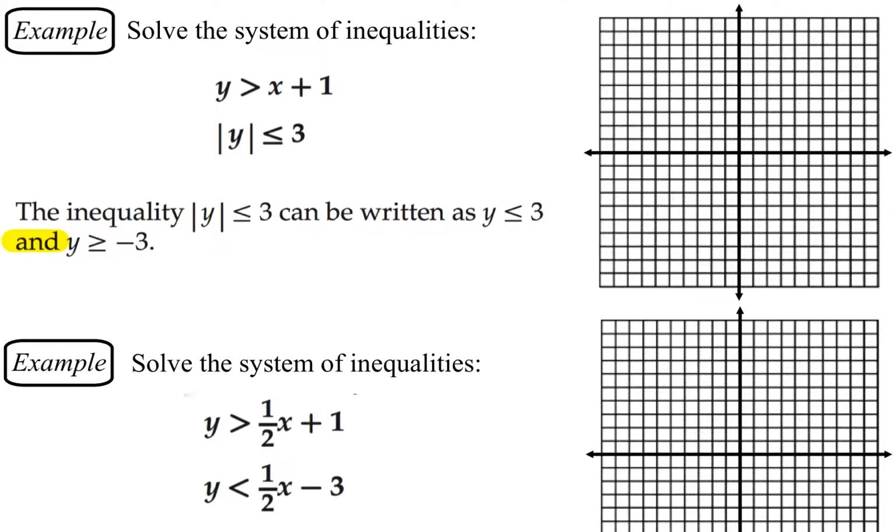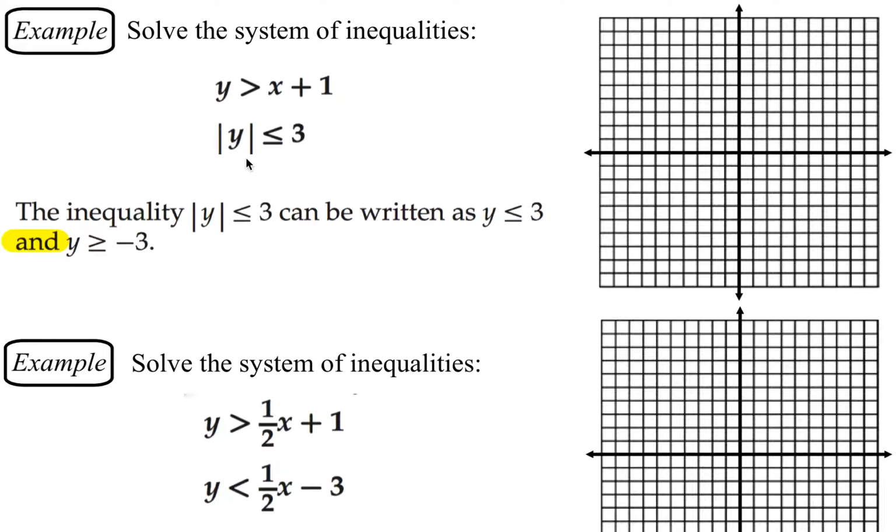So here's another example for you. It says to solve the system, and we have y is greater than x plus 1, and then the absolute value of y is less than or equal to 3. Now this one I wanted to do with you simply because this absolute value of y is different than what we've looked at before with absolute values.